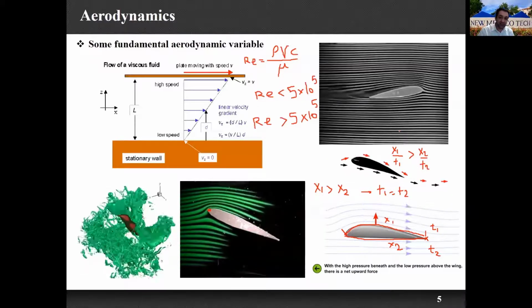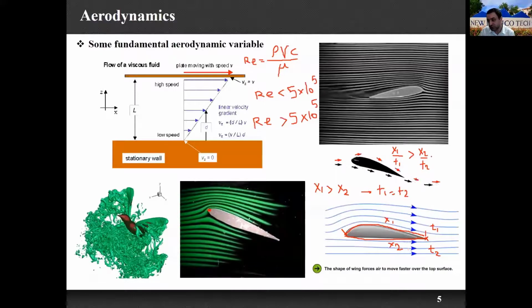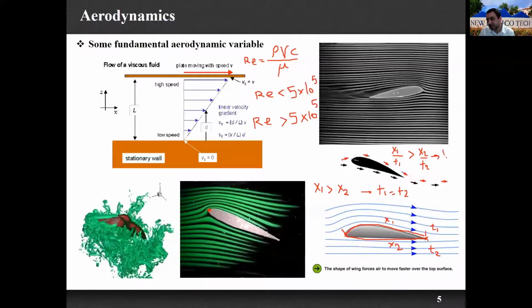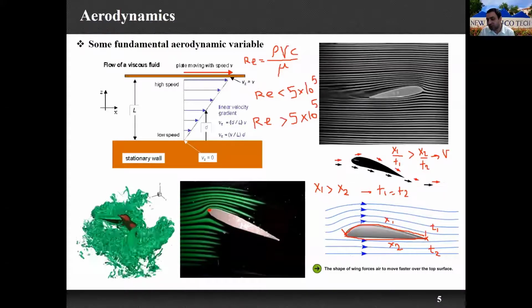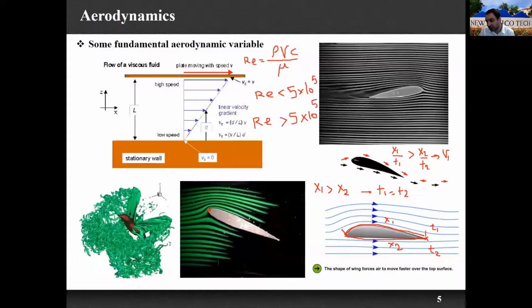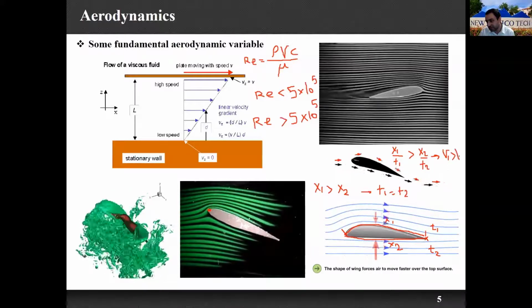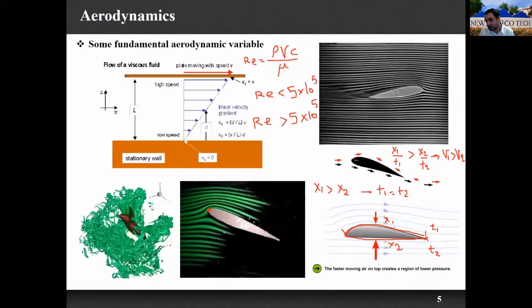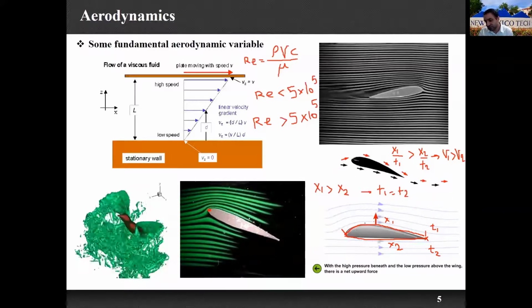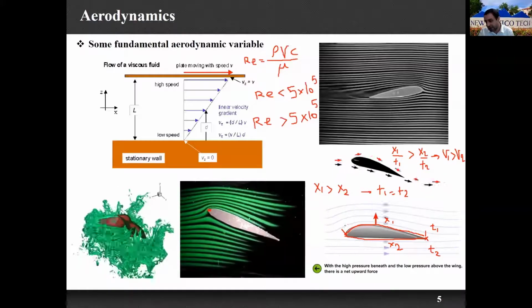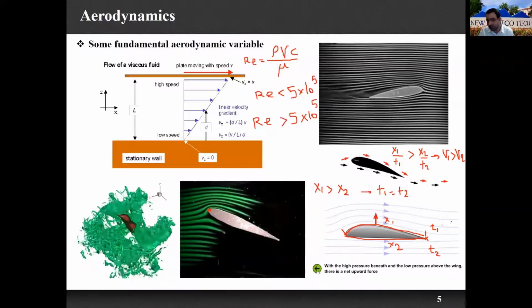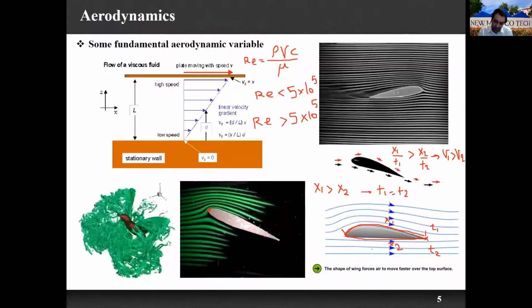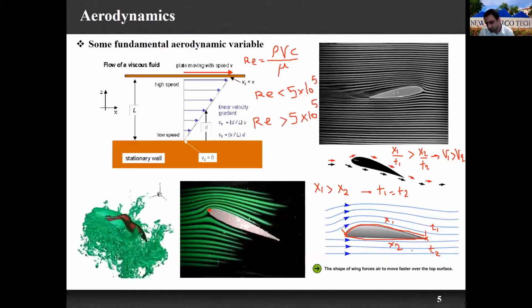Distance divided by time gives us velocity. So here we can say that the velocity of the flow at the upper side of this airfoil is more than the velocity at the bottom side. So V1 is going to be more than V2. It means that the speed of the flow at the upper side of an airfoil is more than the speed of the flow at the bottom side of our airfoil.